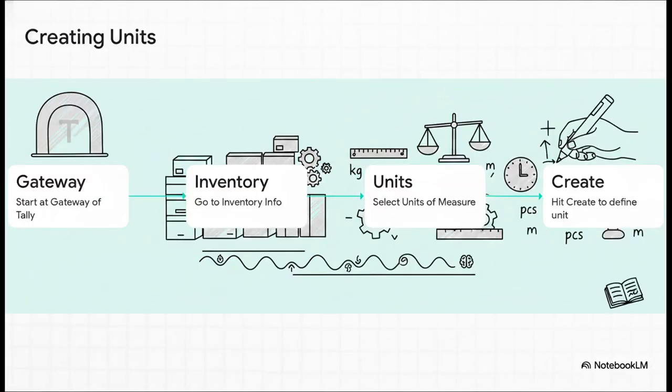To actually set this up, the click path is super straightforward. You start at the gateway of Tally, you go to Inventory Info, select Units of Measure, and hit Create. From there, you simply specify if it's a simple unit or a compound unit and define the conversion rate. Mentally mapping out this exact flow is key to moving quickly through the software.